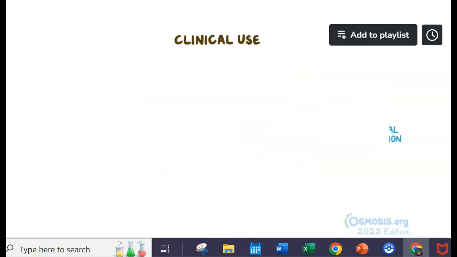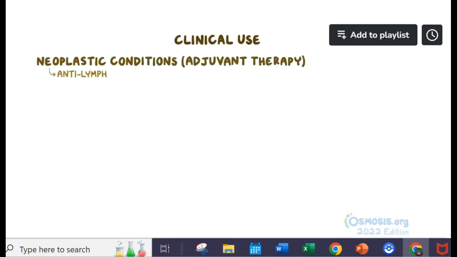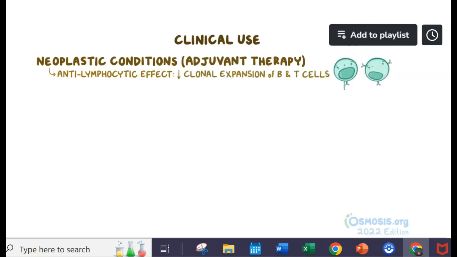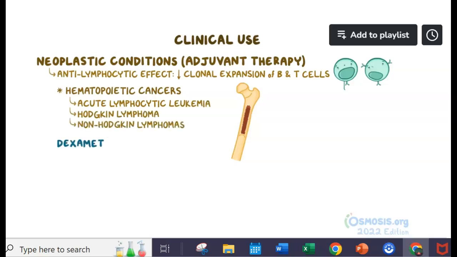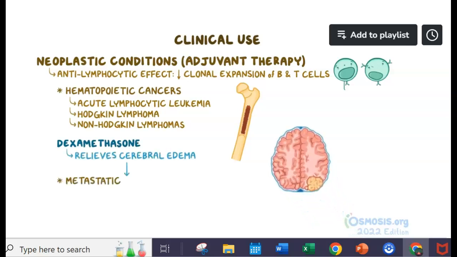Finally, glucocorticoids are used in neoplastic conditions such as adjuvant therapy due to their anti-lymphocytic effect, which is characterized by a decreased clonal expansion of T and B lymphocytes. This makes them effective in the treatment of hematopoietic cancers, such as acute lymphocytic leukemia, Hodgkin lymphoma, and non-Hodgkin lymphomas. Finally, it's important to note that dexamethasone is commonly used to relieve cerebral edema in individuals with metastatic or primary brain tumors.